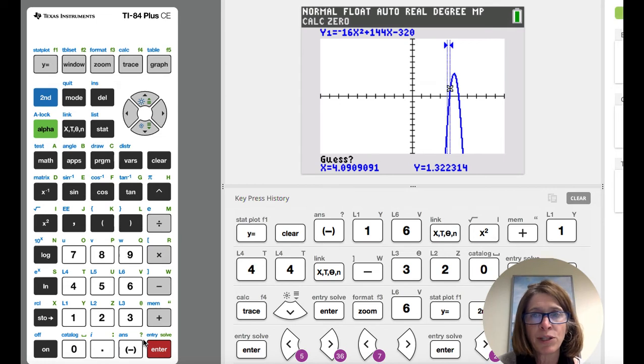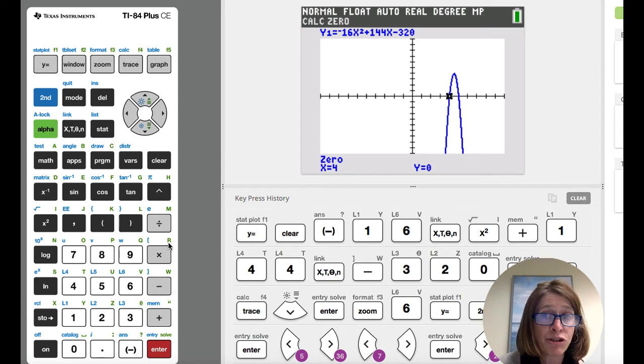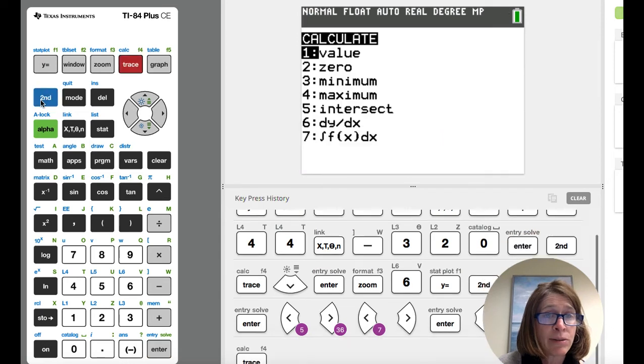Remember, it's going to take a picture between those two little marks, and then I'm going to have it guess. And so it gives me a 0 of 4, okay? All right, so I'm going to go to the other one because there's 2 zeros. Second, calc, 0, press enter.